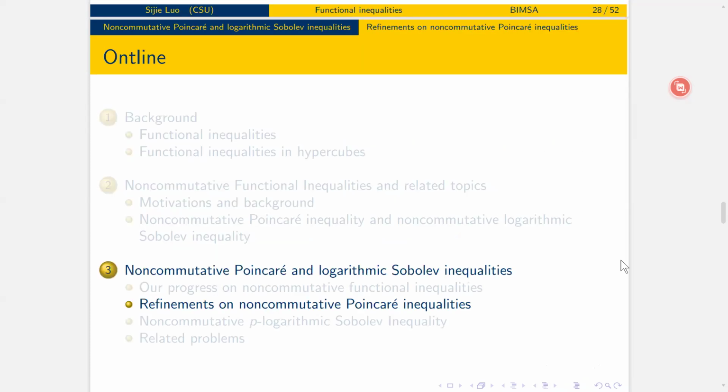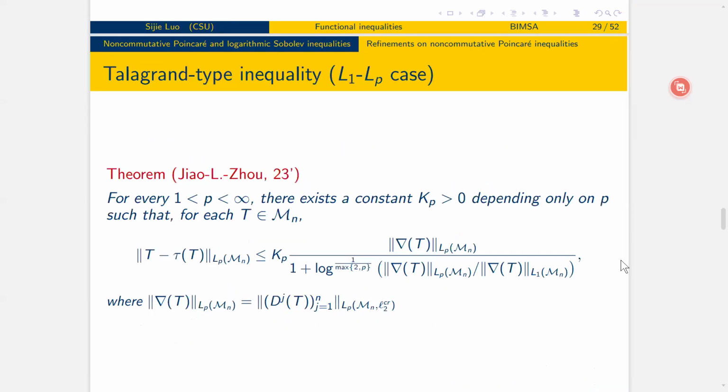Okay. But the first one is easy, because when p is strictly bigger than 1, we can get a constant kp, depending only on p, to get such a result as the Talagrand type L1-Lp inequalities.